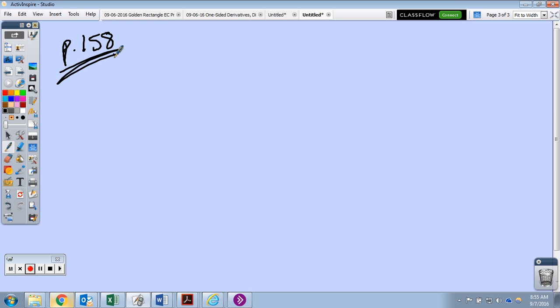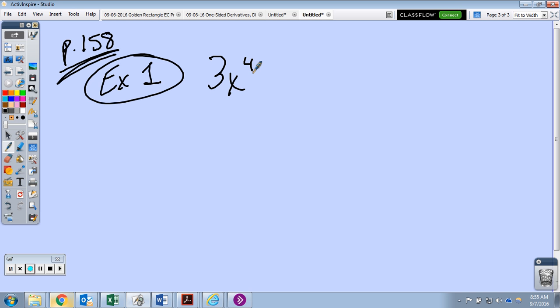It says, example 1, 3x to the 4th is equal to 27x squared. Would anyone like to come up here and attempt to solve this, meaning find x? I know a lot of you are coming from different backgrounds from your last course. Raise your hand if you've done a problem like this.